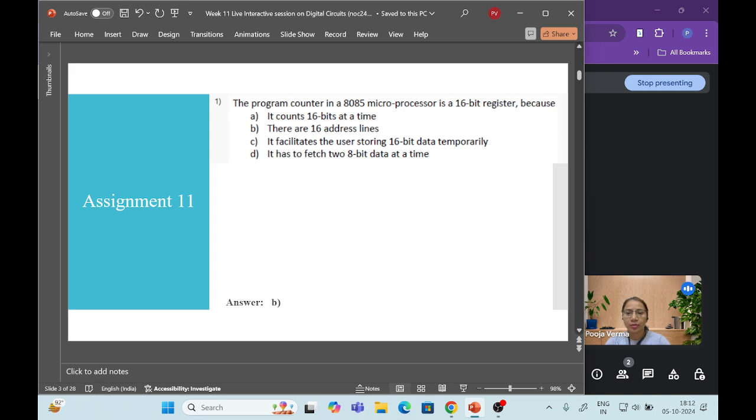The program counter in an 8085 microprocessor is a 16-bit register because it counts 16 bits at a time, or there are 16 address lines. The correct option is option B: there are 16 address lines. Already we know that the 8085 microprocessor has 16 address lines and 8 data lines. Based on that, the program counter is a 16-bit register.